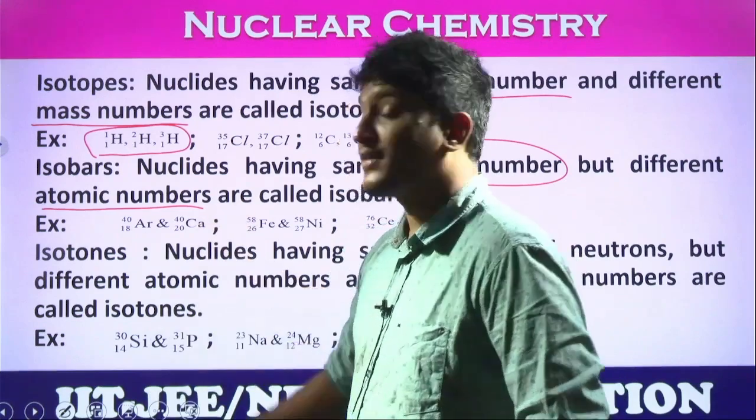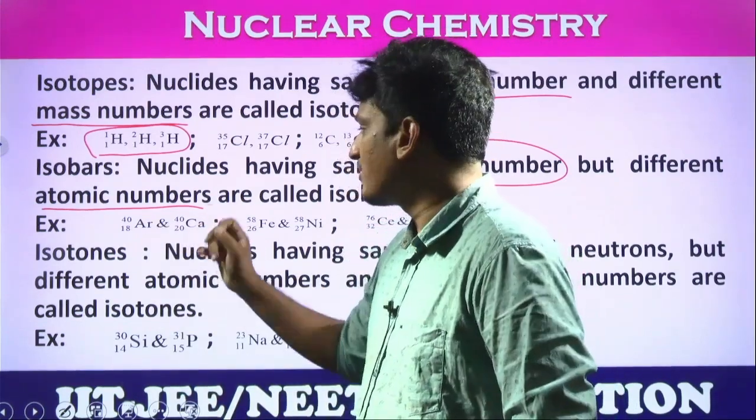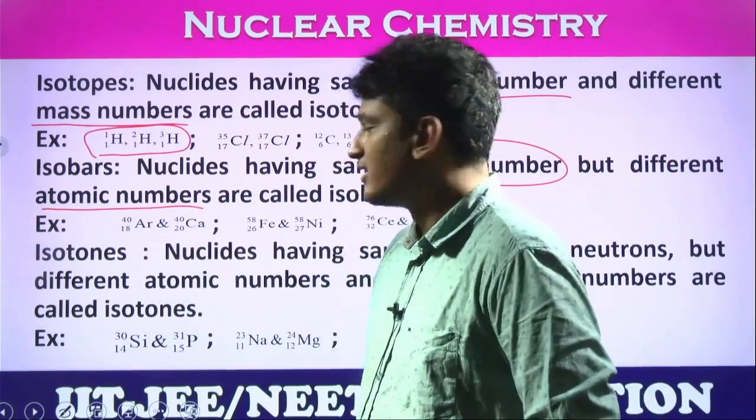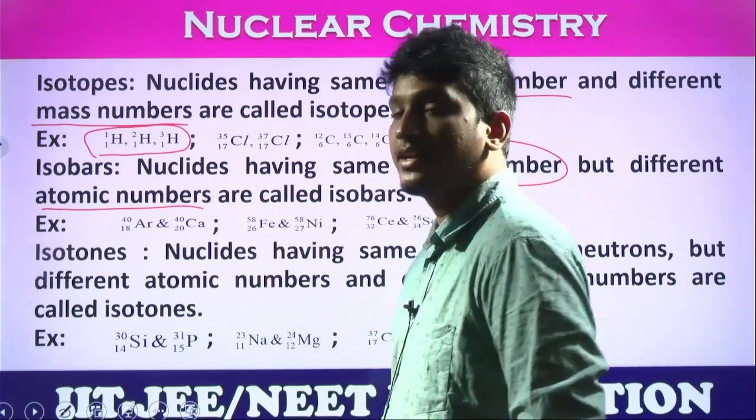What is the atomic number of calcium? 20. Different elements. But what is the mass number? 40. What is the mass number here? 40, 40, 40, right? So here, iron 58, nickel 58. Look at the iron atomic number, 26, 27.